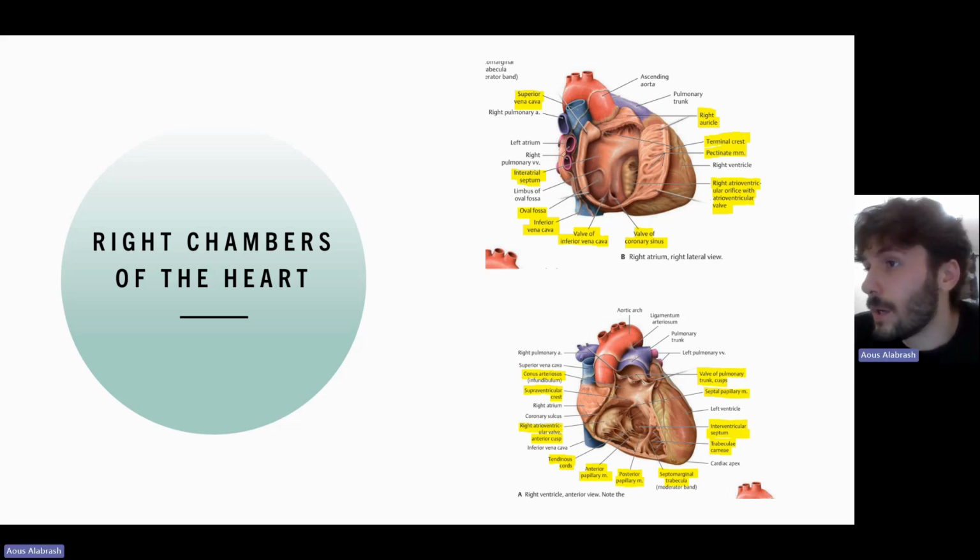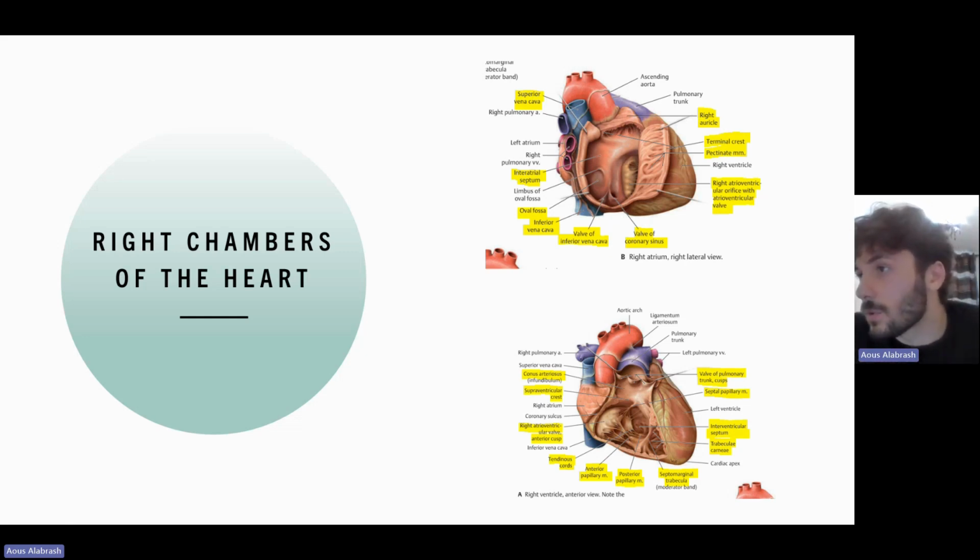Then we have the valve of the coronary sinus, where the cardiac veins drain into the right atrium. You can also see the right atrioventricular orifice with the atrioventricular valve. Which valve do we have between the right atrium and the right ventricle? The tricuspid valve. The tricuspid valve has three cusps: septal, anterior, and posterior. This is important because the arrow is pointing at the septal cusp.